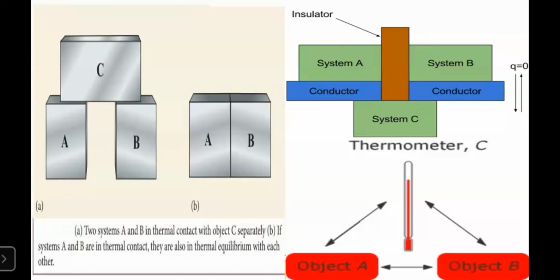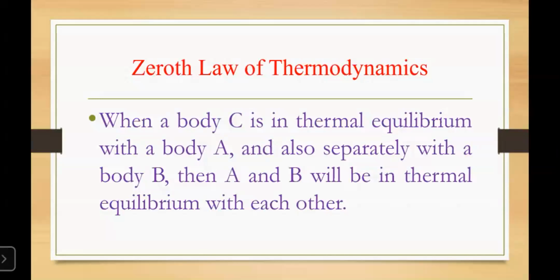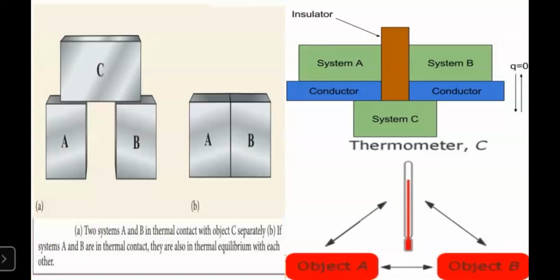So the definition you can see here. When a body C is in thermal equilibrium with the body A and also separately with the body B, then A and B will be in thermal equilibrium with each other. So how can you relate it to a practical example? For the practical example, I am taking here a thermometer. You can see here the thermometer.